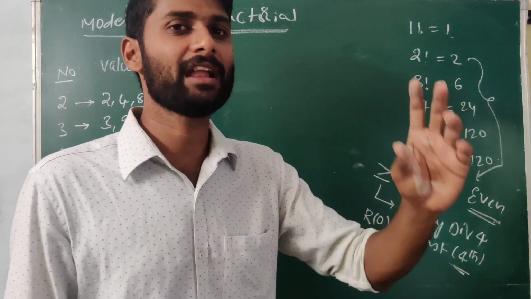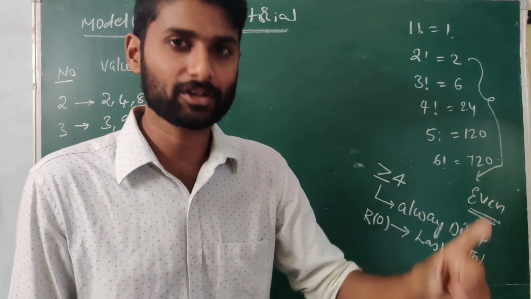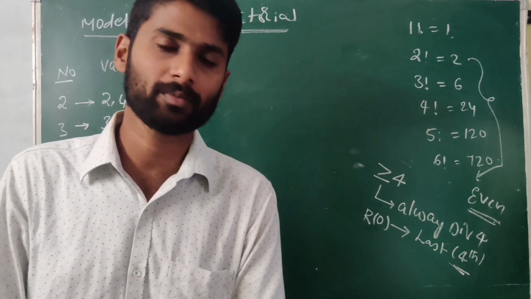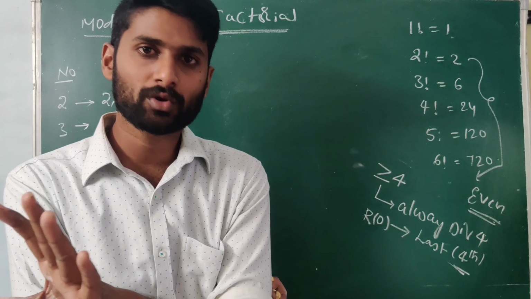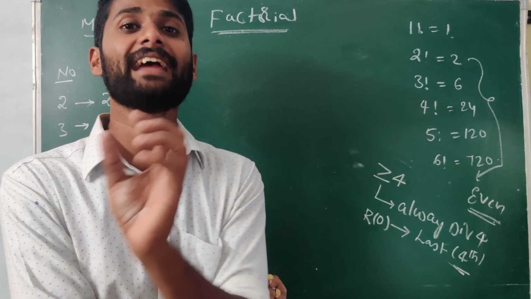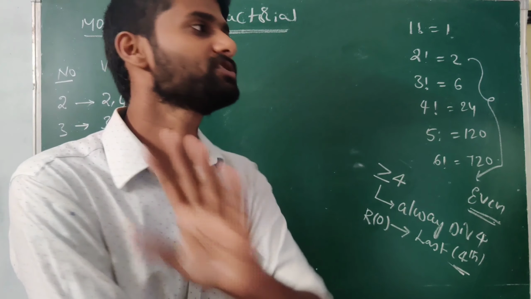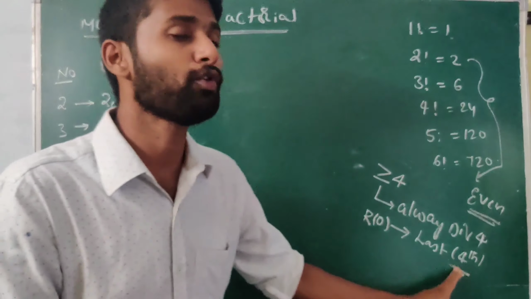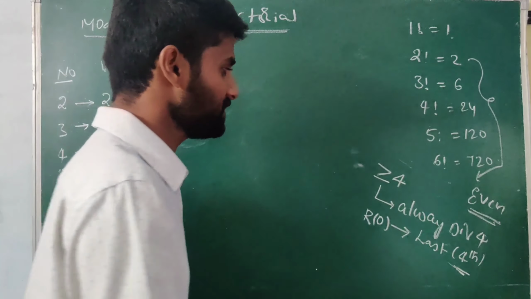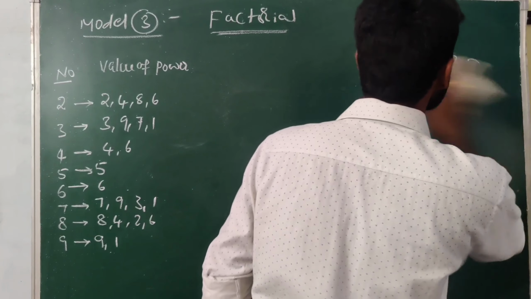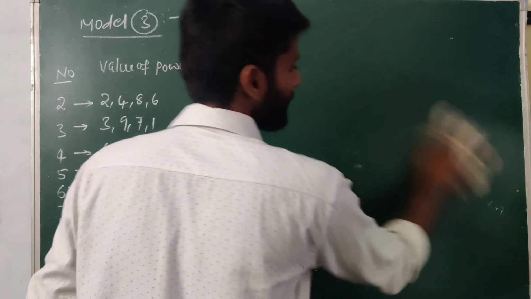For power values greater than 4 factorial, it is exactly divisible by 4. If it is exactly divisible by 4, we get the remainder 0. If we get 0 as a remainder, definitely the last value, the fourth value, is the answer. Let's see what the different questions are in this type of factorial concept.